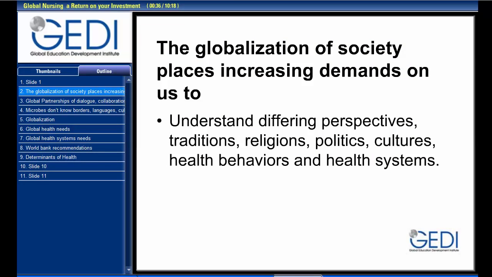We're all very aware of the globalization of our society today, and that it increases demands on all of us to understand differing perspectives, traditions, religions, politics, cultures, even health behaviors and health systems. We are all aware that the world is becoming smaller, that the community we live in is a global community.